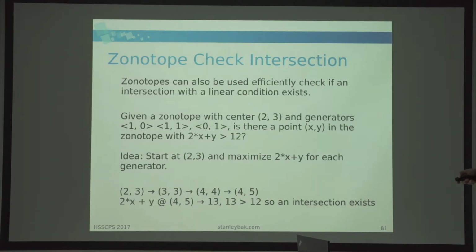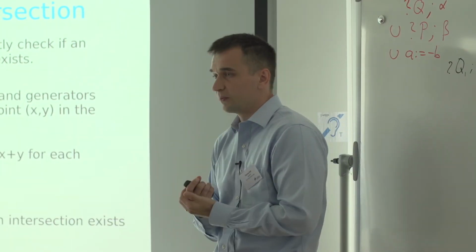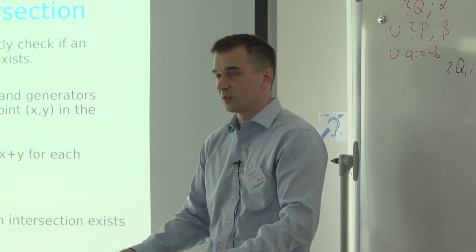You plug (4, 5) into the linear condition, and you get 13. 13 is greater than 12. So therefore, this condition is violated in that zonotope. And so this is exactly what we need for safety checking, right? We check linear conditions against the set of states.